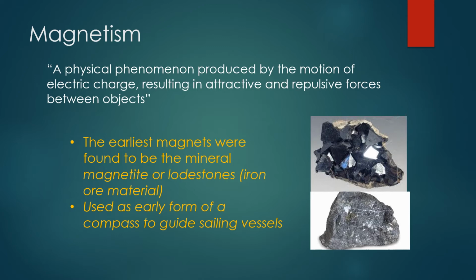The earliest magnets were found to be the mineral magnetite or lodestone. So there's pictures off to the right there of both of those minerals. And what they're made of is an iron ore material, and they have a natural magnetic property. They were actually used as a compass to guide early sailing vessels, since they did have those magnetic properties and could point in a specific direction due to that.